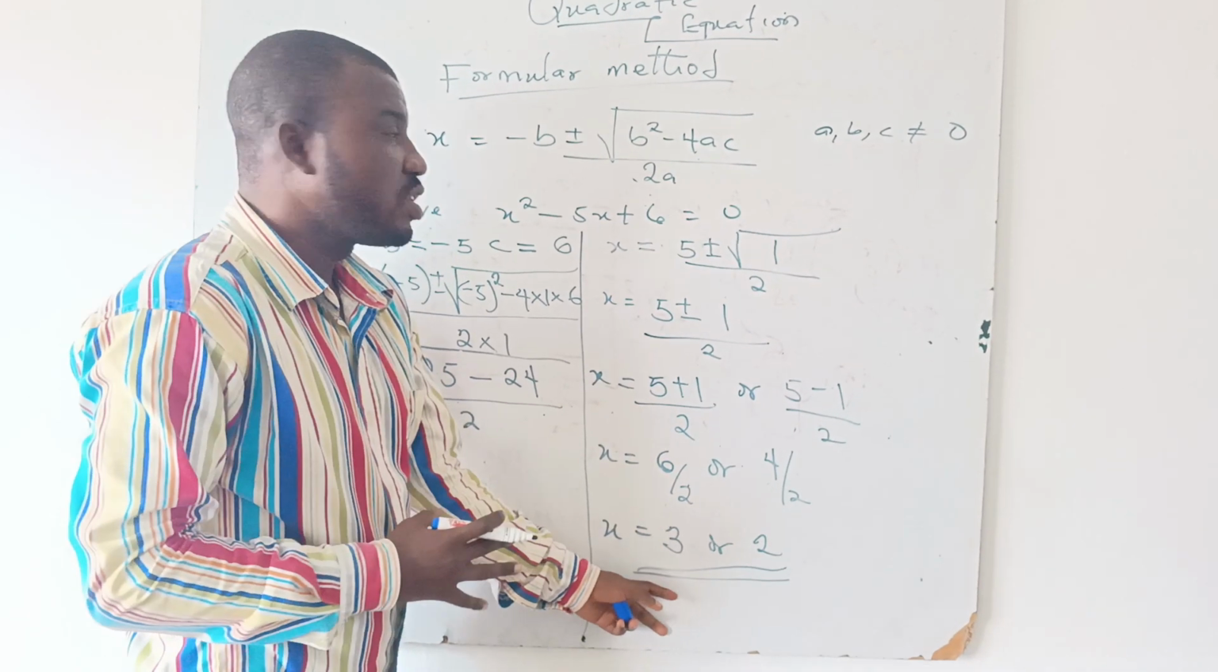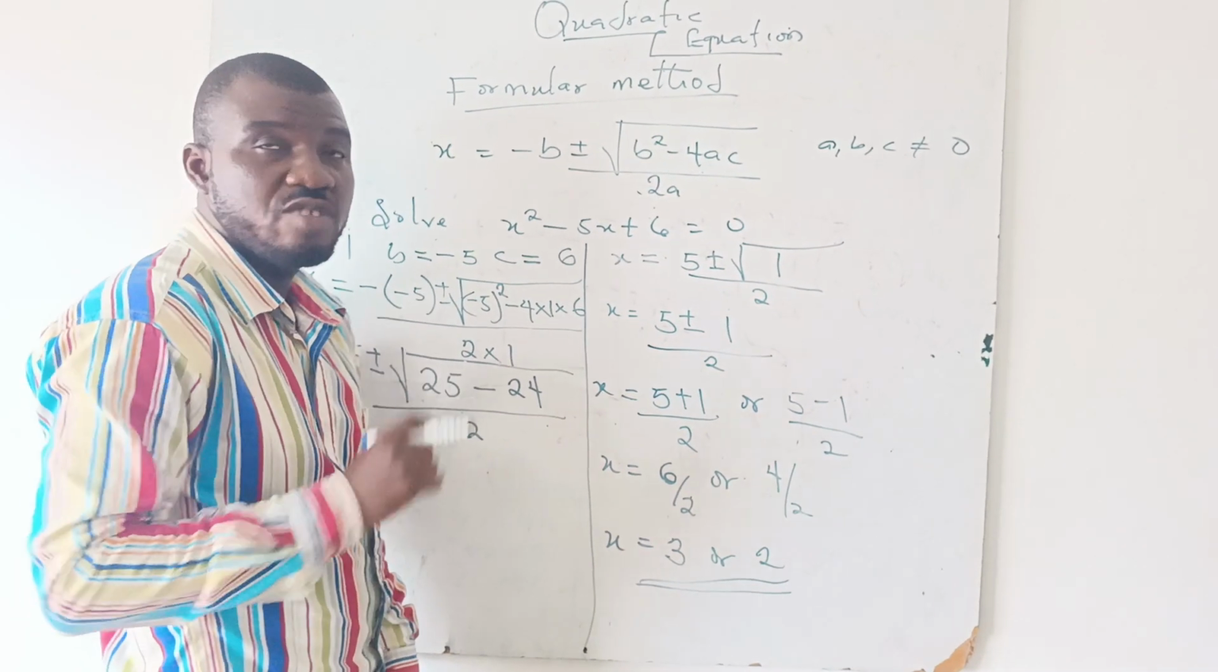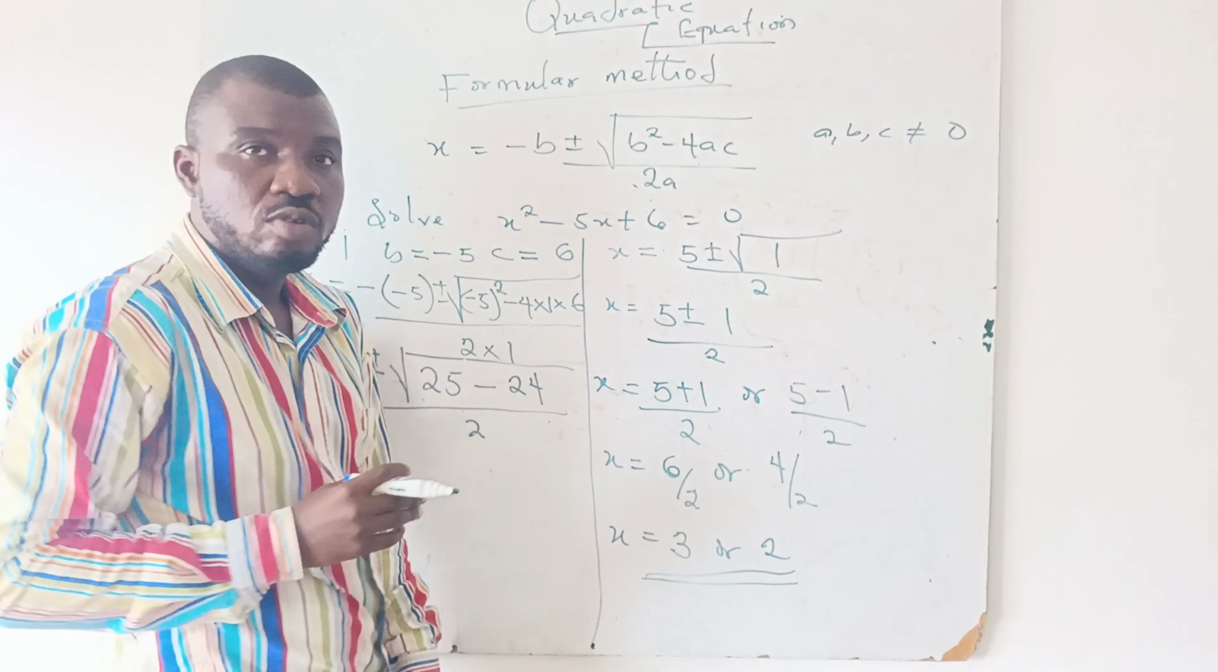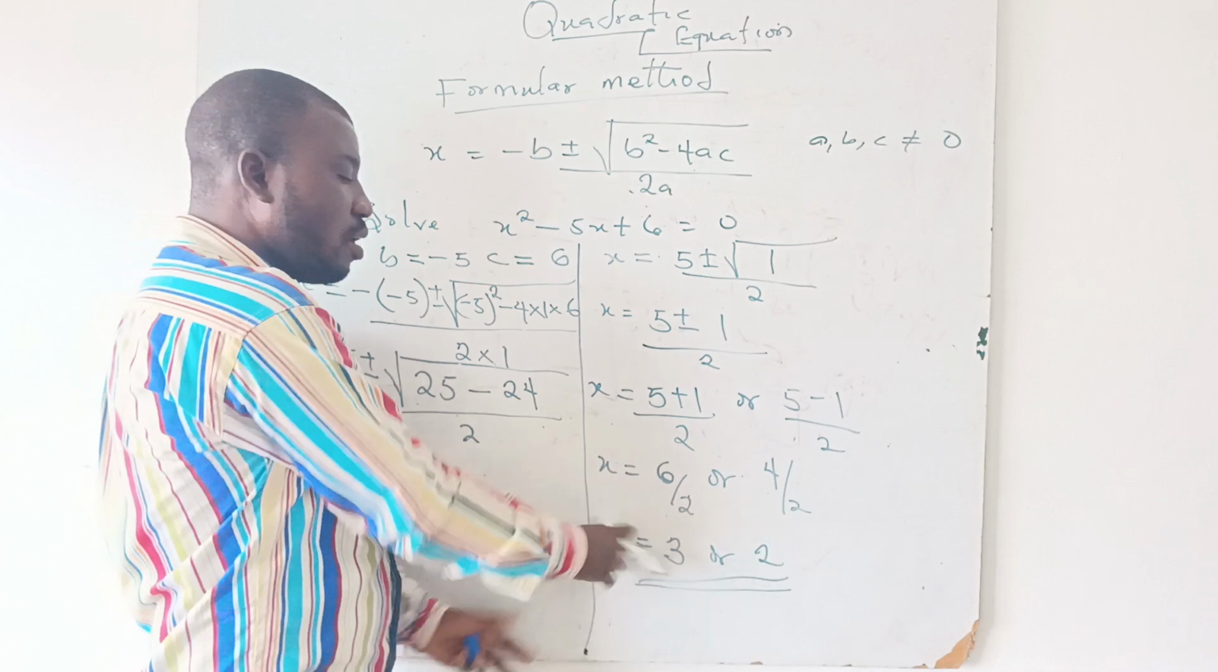Do you know why you're getting two answers? Because it's a quadratic equation. And for every quadratic equation, the highest power of x is what? 2. So that makes you get two values.